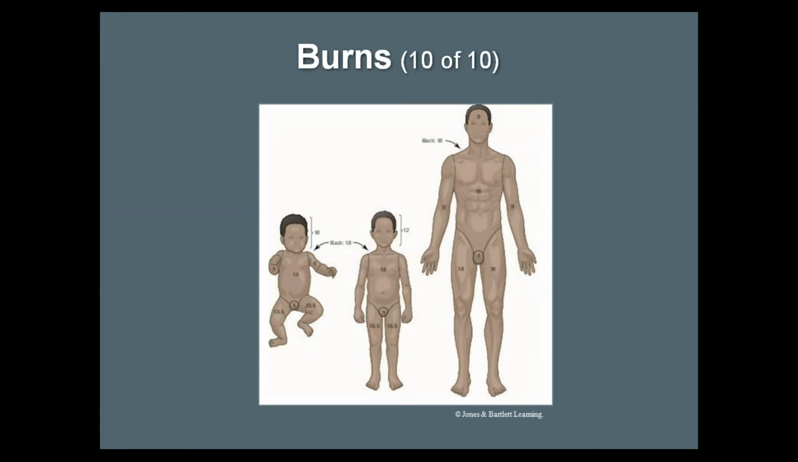Here's that graph as far as peds, child, and then adult. On the child and peds, you're looking at 8. Obviously the head is a lot more than the adult, just because of the obvious body surface area.